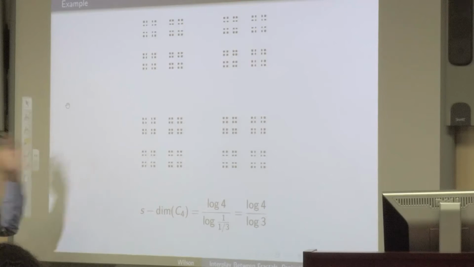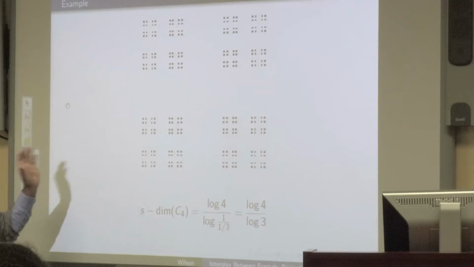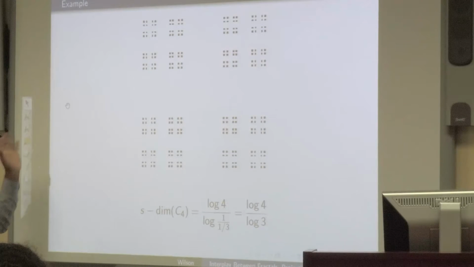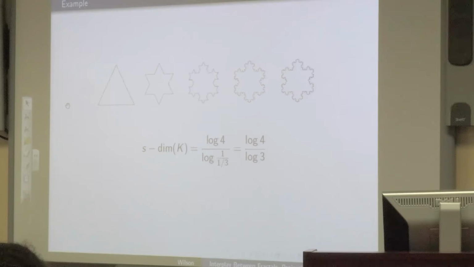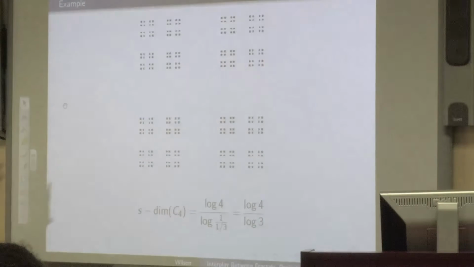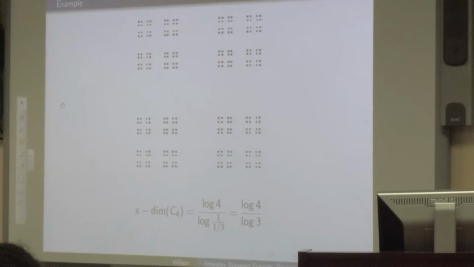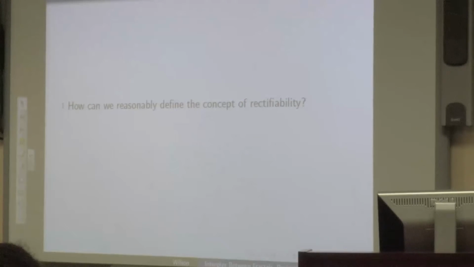And then this is the nice construction we had before, with actually the same dimension as the Koch curve, which is interesting. So we have fractals, we have dimension, and I think maybe we have an idea of what a fractal is and what dimension is. So let's talk about rectifiability.